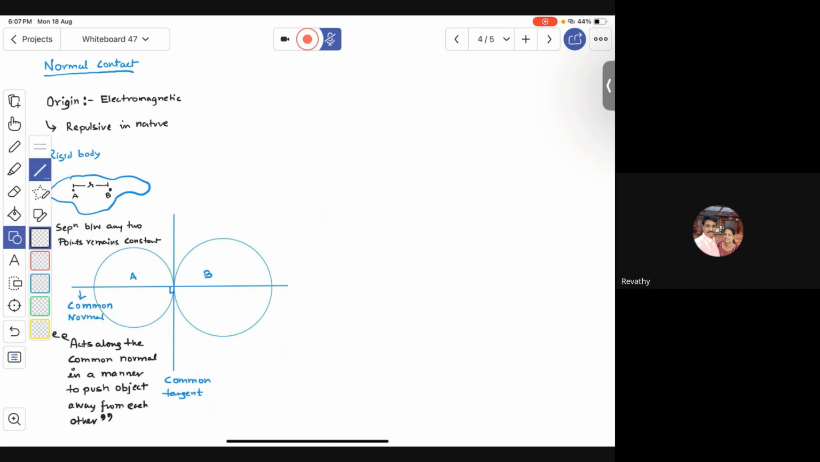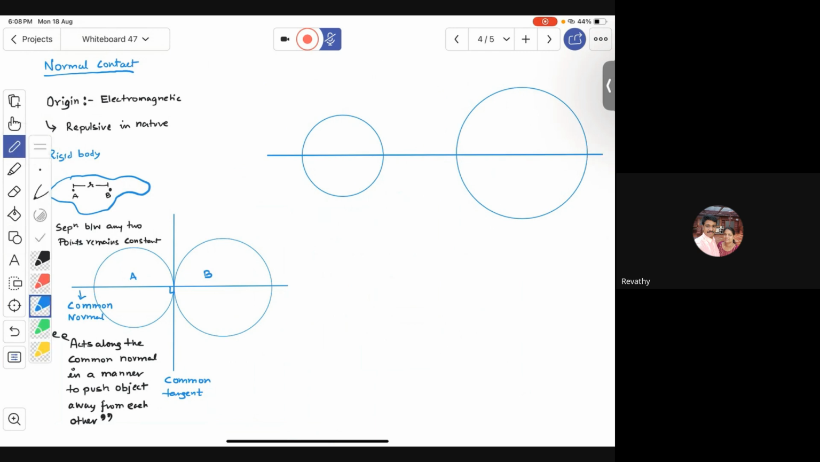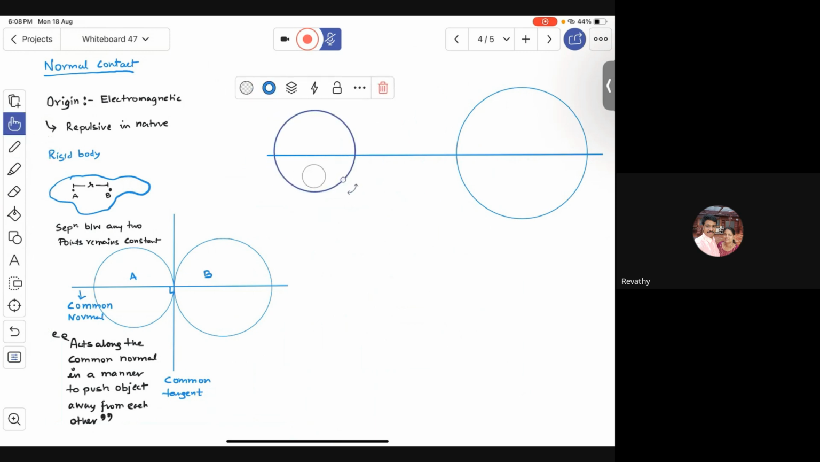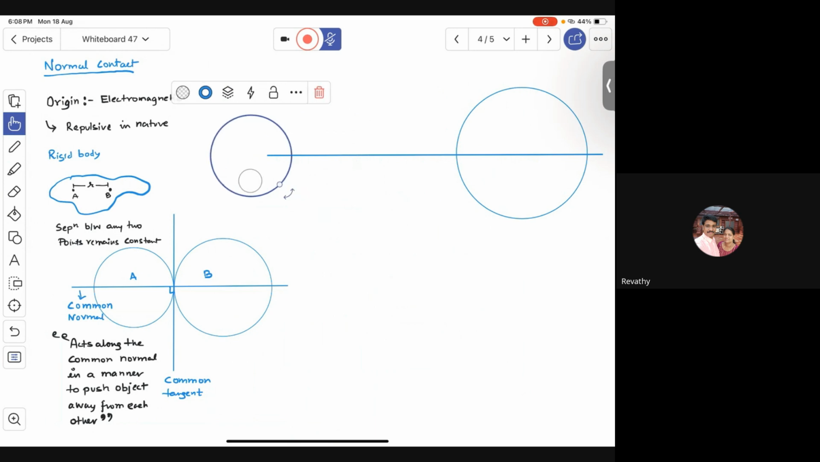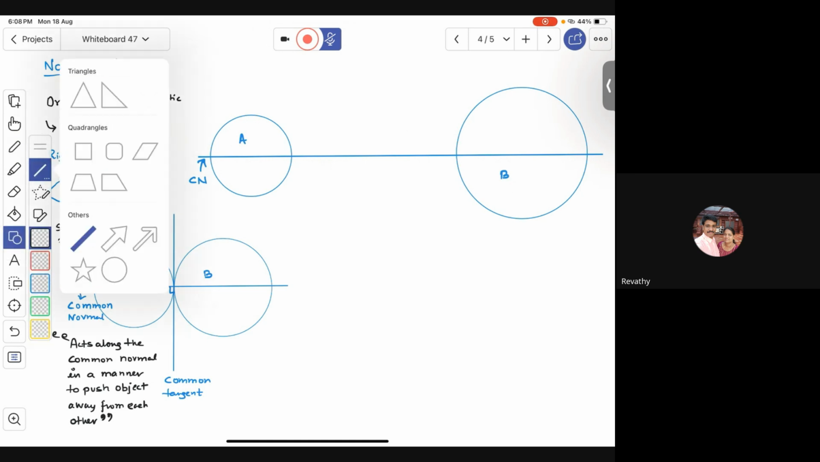Suppose I draw the free body diagram of A and B, trying to show how the force acted by B on A will act, and how the force applied on B will act. Just a moment. Always draw the common normal. So this is our common normal, CN means common normal. This is A, this is B. The normal contact force will act along the common normal.